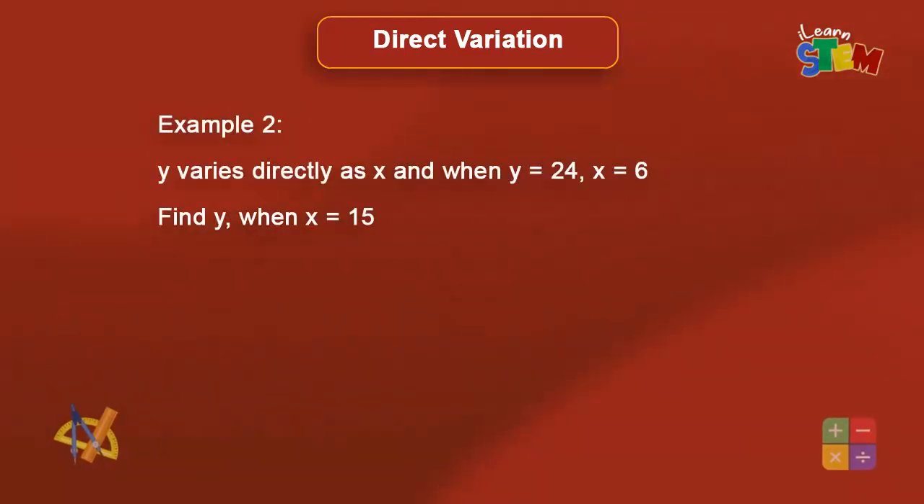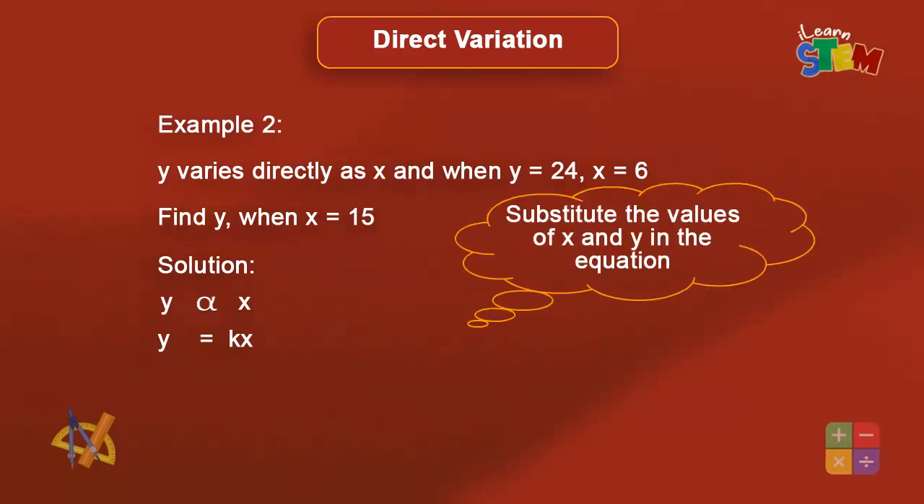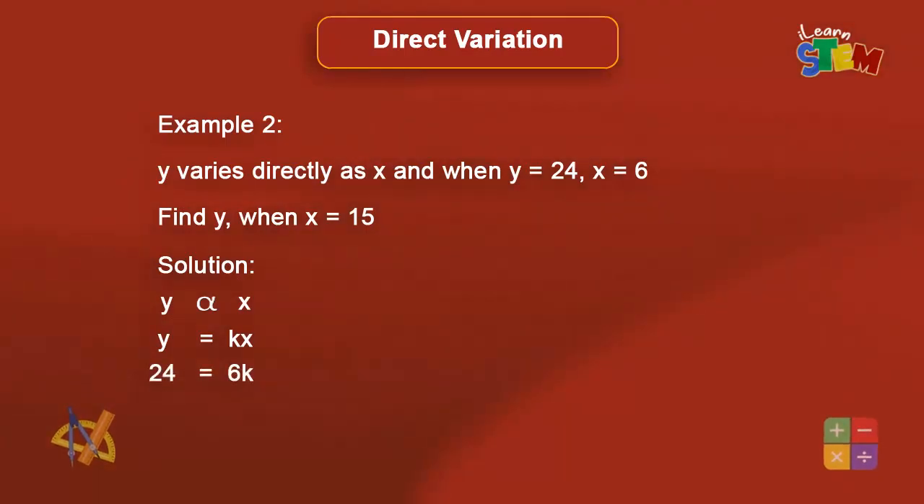Example 2. Solve the following. Solution. Y varies directly as x, meaning y equals kx, where k is a constant. Substituting our values for x and y, we have 24 equals k times 6. Solving for k, we divide both sides by 6. 24 divided by 6 gives us 4. And 6k divided by 6 gives us k.